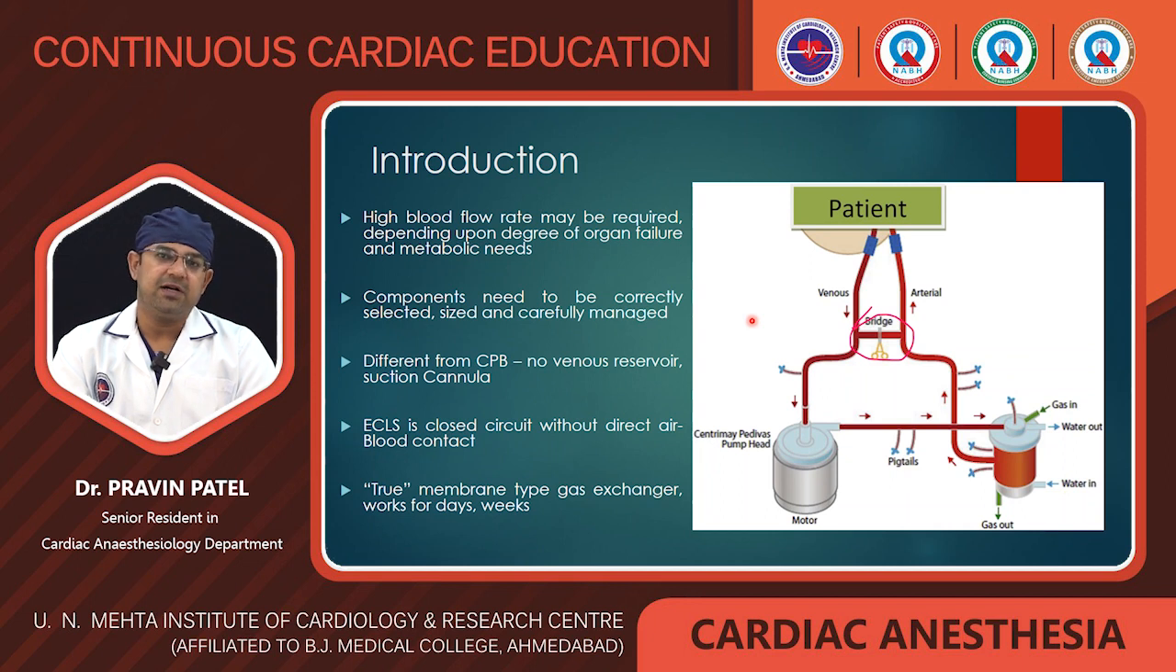It depends upon the patient's body surface area and the patient's available venous size, especially the IJV or femoral site, and if we are planning VA ECMO, we have to see the femoral vein as well as the femoral artery. Whichever we are using, one has to be very careful while selecting the various tubings and components.